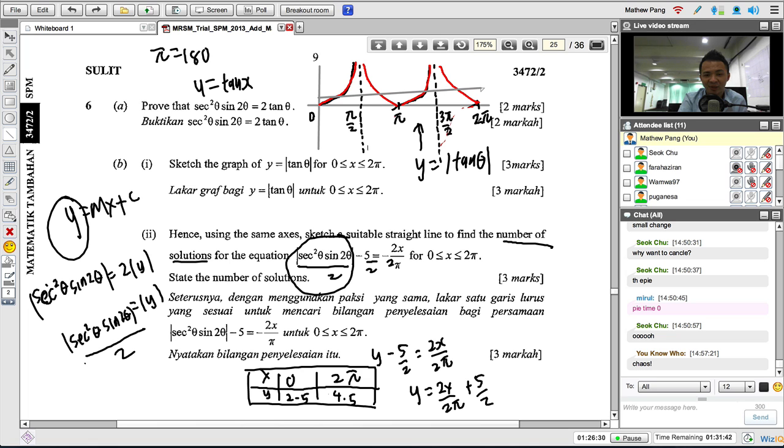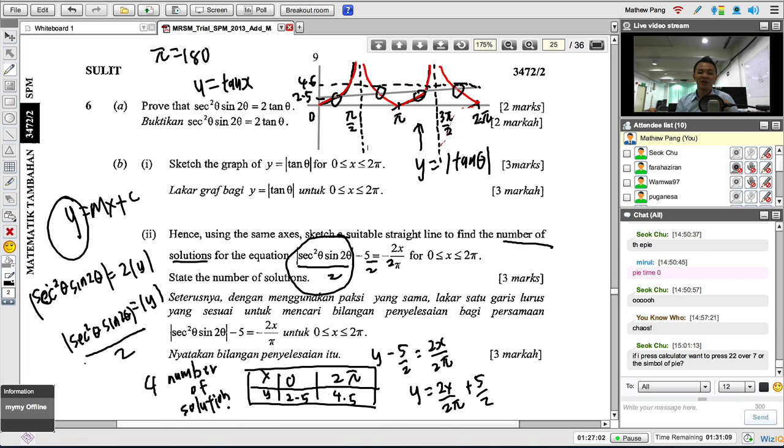Yeah, I think it's something like this. Alright, of course you just label it. This is 2.5. And just label it. This one will be 4.5. Yeah, it just tells you it's 4.5. Then your number of solution will be 1, 2, 3, 4. Then just write 4 number of solution. Done.